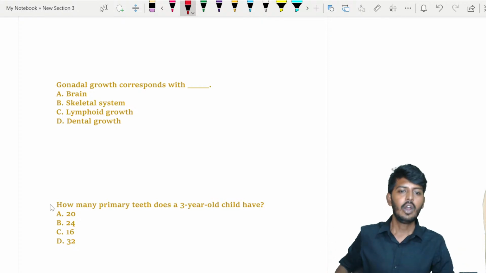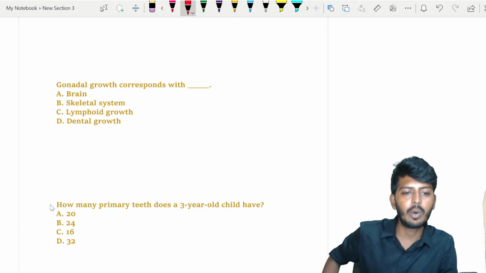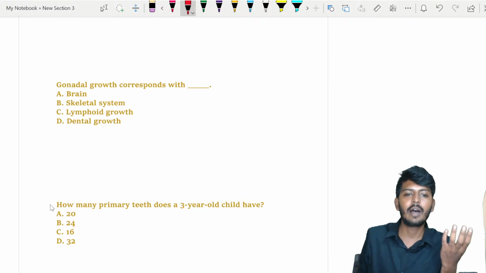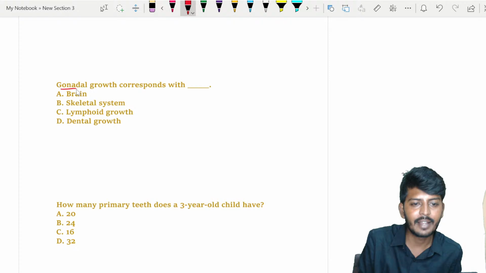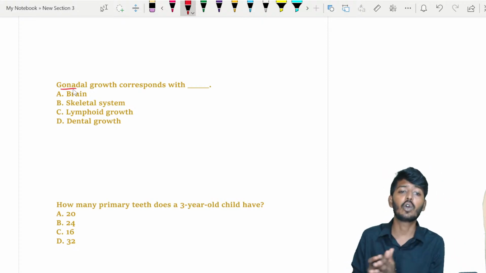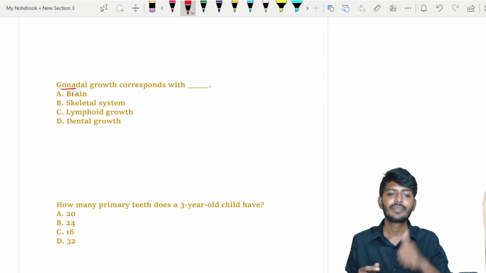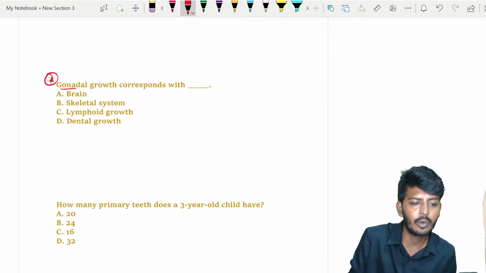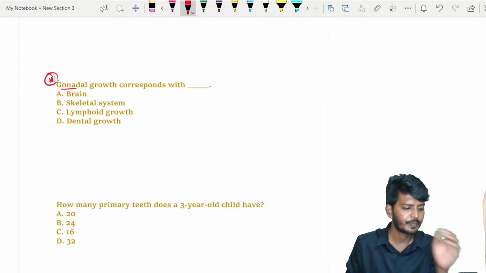Okay, let's go. Gonadal growth corresponds with what? Brain, skeletal muscle, lymphoid growth, dental growth. So the growth of the gonads, which includes both testicles and ovaries, will correspond to what? Which one is the correct answer? Come on, guys, tell the children quickly, tell the answer.